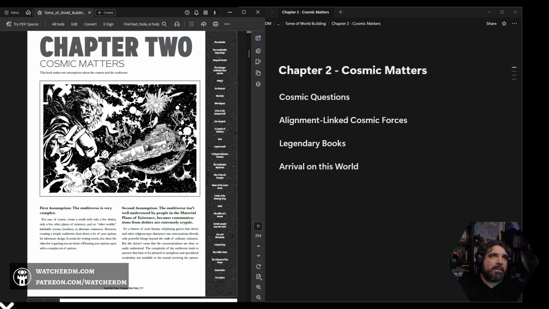Cosmic Matters. This book makes two assumptions about the cosmos and the multiverse. First assumption, the multiverse is very complex. You can, of course, create a world with only a few deities, only a few other planes of existence, and no other worlds, habitable moons, timelines, or alternate existences. However, creating a simple multiverse shuts down a lot of your options for adventure design. It works for writing novels, but when the objective is gaming, you're better off leaving your options open with a complex set of options.